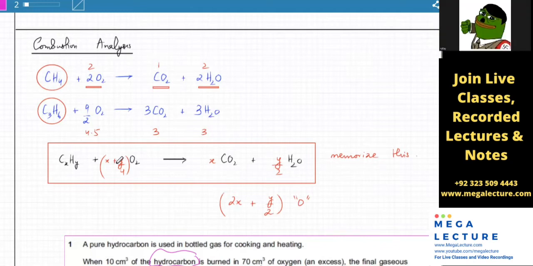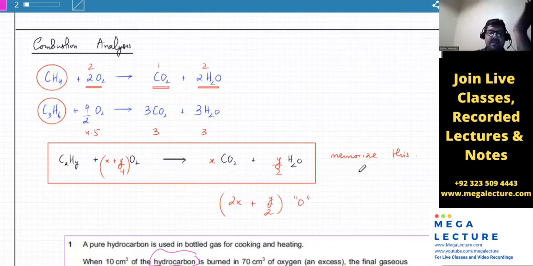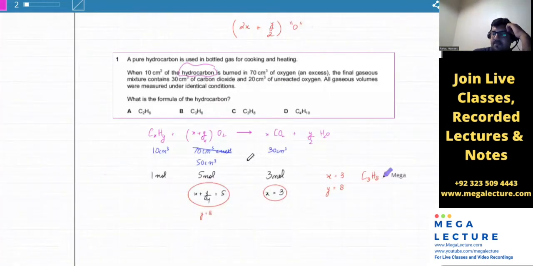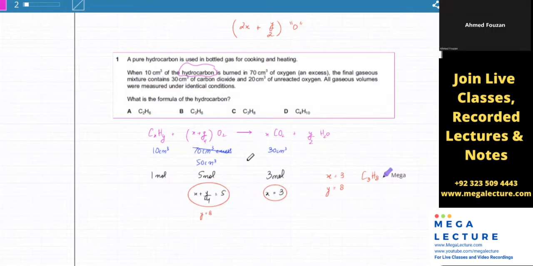Okay, sir. Got it. But it's better to just memorize this, because it's going to be very time consuming to derive this during your exam. And is the question clear? Yes, sir.